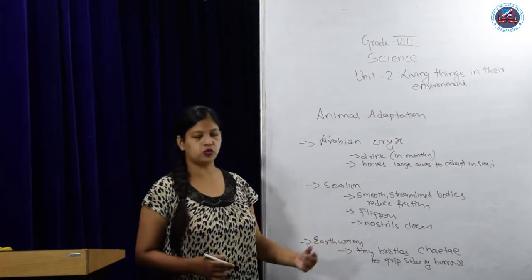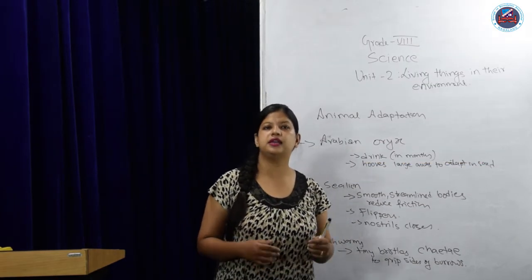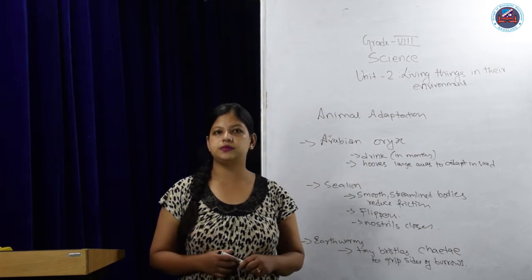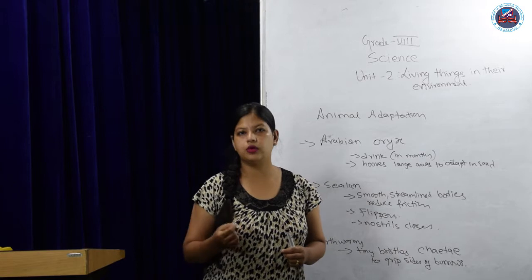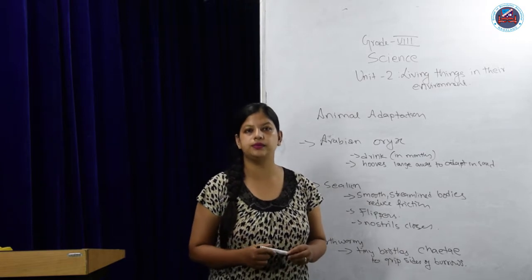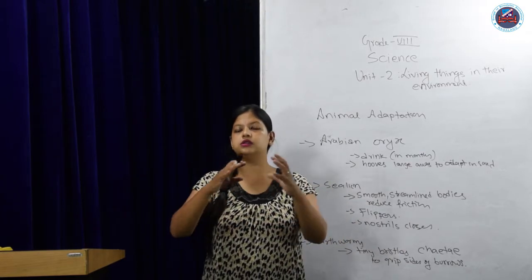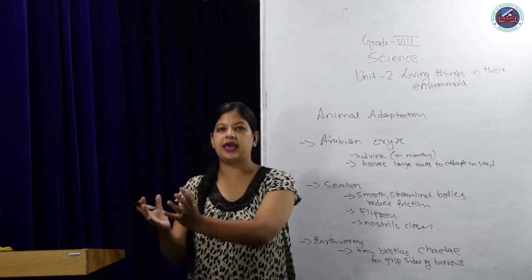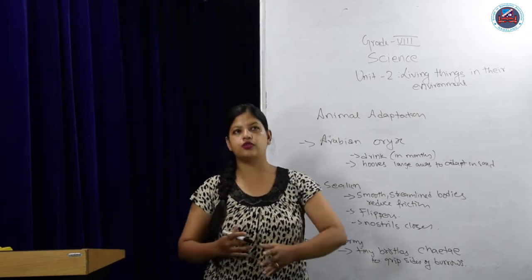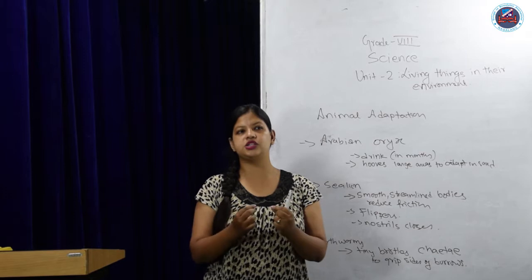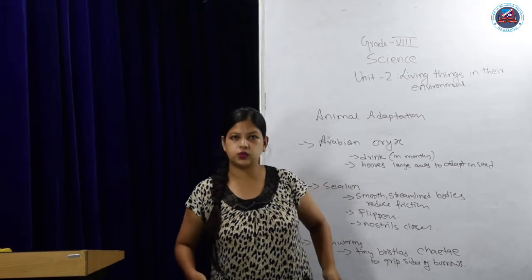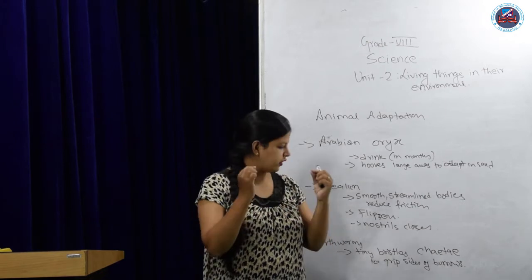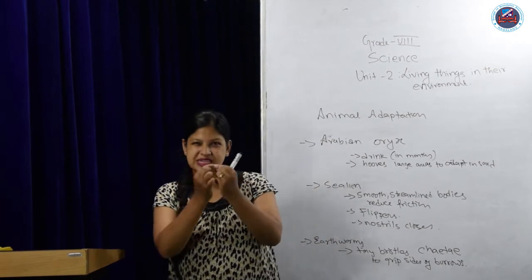Next we have the earthworm. It's an invertebrate. Invertebrates means the animals without a backbone, without the bones in their back. We call them invertebrates. So the earthworm comes under the invertebrates of the group Annelida.